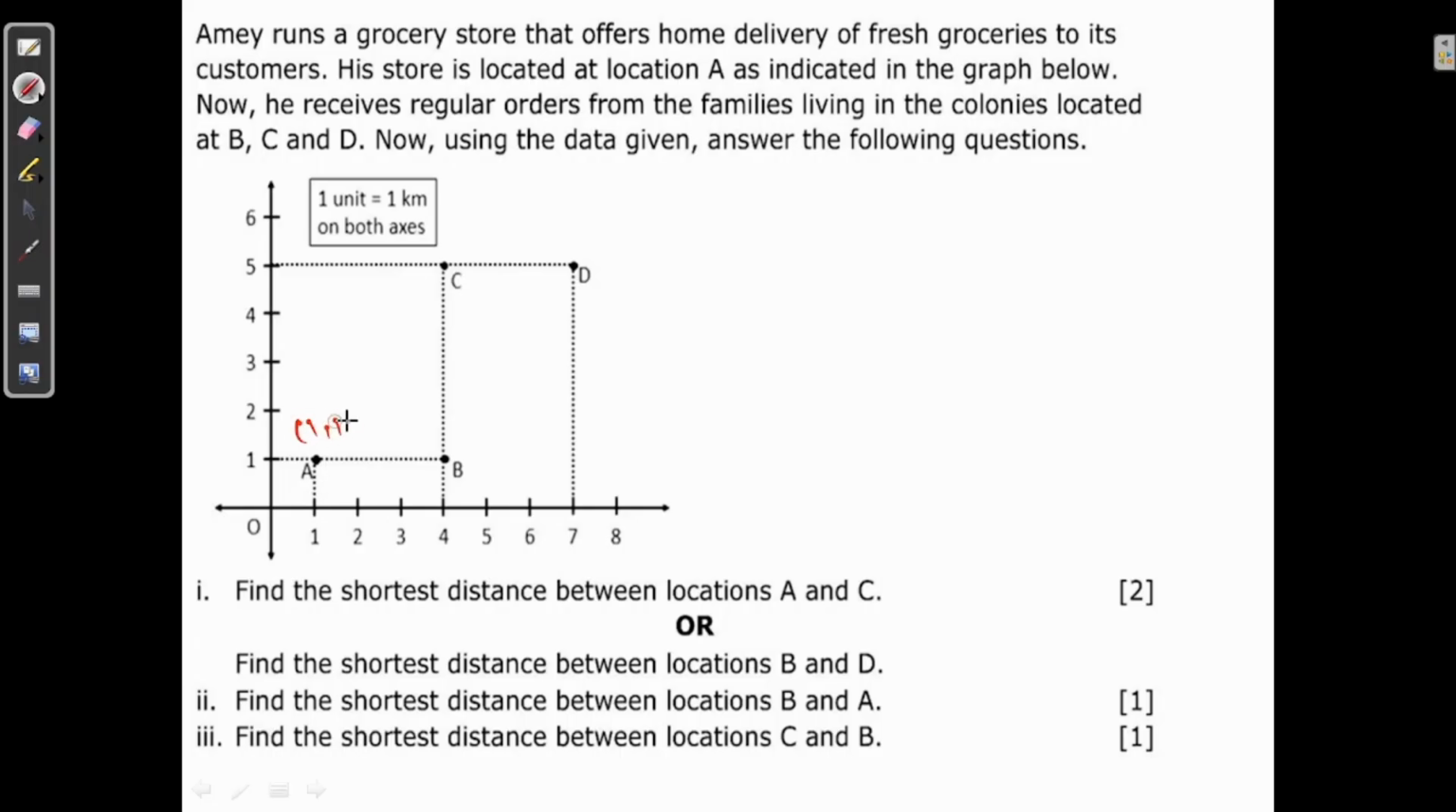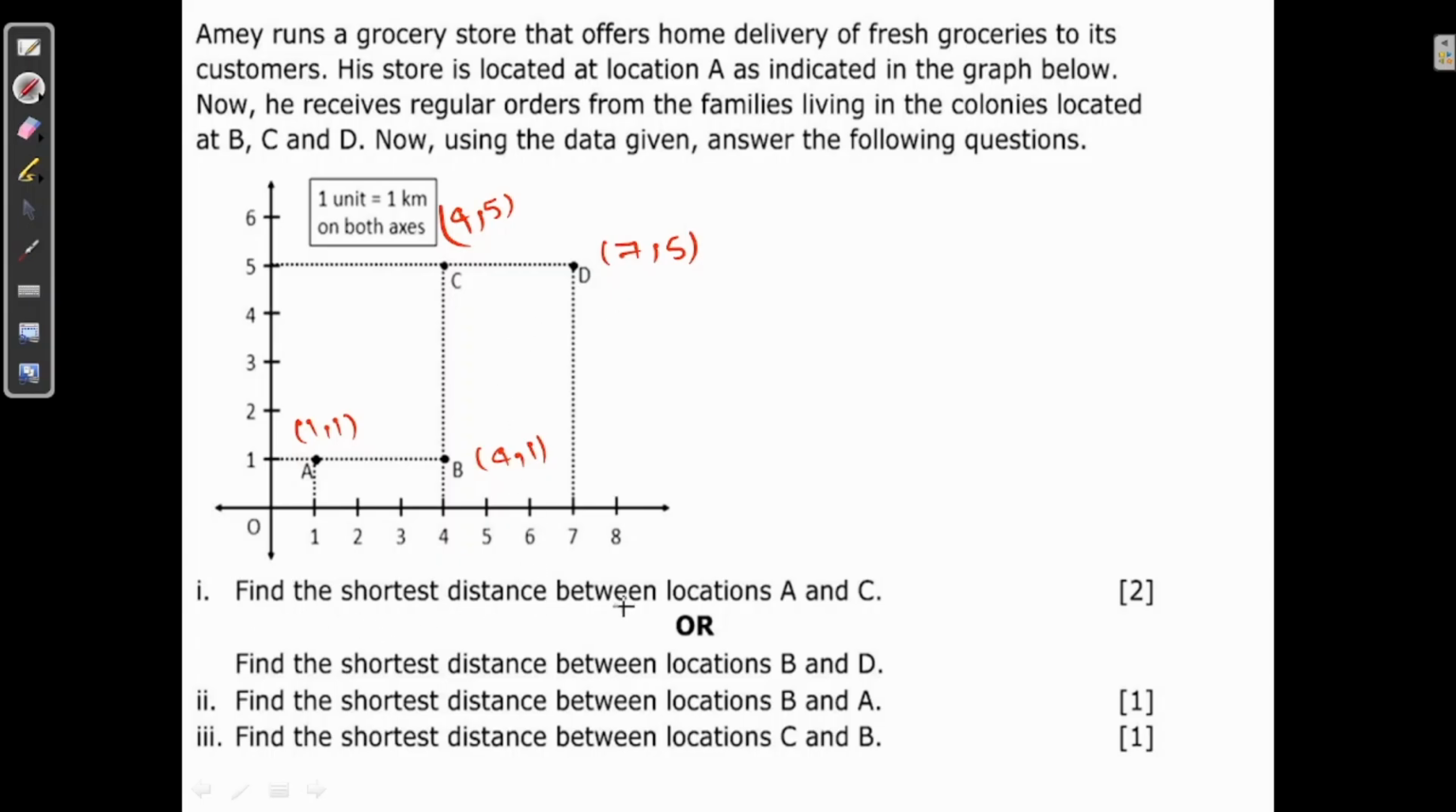As you can see, the x-axis value is 1, for the y-axis it is 1, so it is (1, 1). For B, in the x-axis 4, in the y-axis 1. For C, in the x-axis 4 and in the y-axis it is 5. For D, in the x-axis it is 7, in the y-axis it is 5. So now I have located all the points. I do think it will be easiest now.